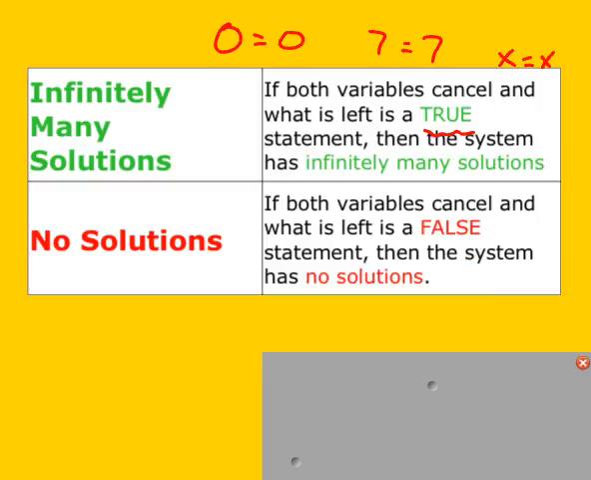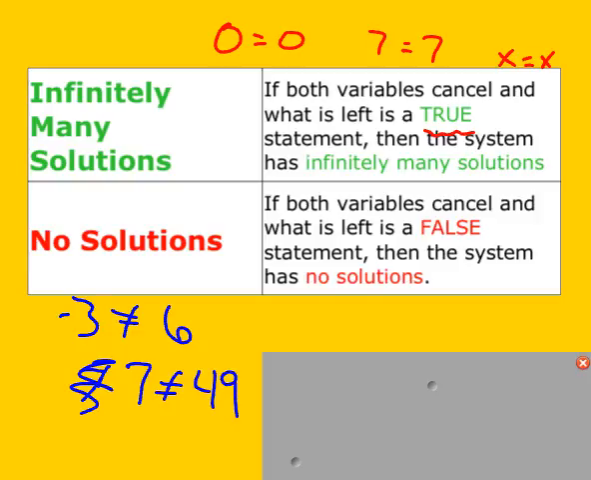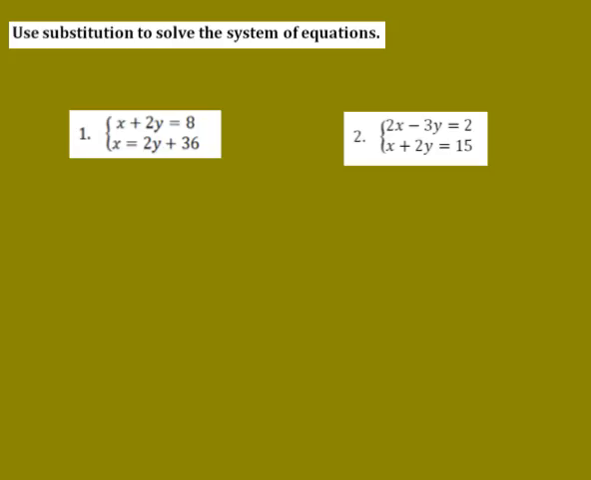So then false would be when there's no solution. An example of a false statement, I think we had -3 is not equal to 6 the other day. 7 cannot equal 49. Something like that, then you have no solution. So I'm going to show you some examples here. I think we're doing 6 of them.